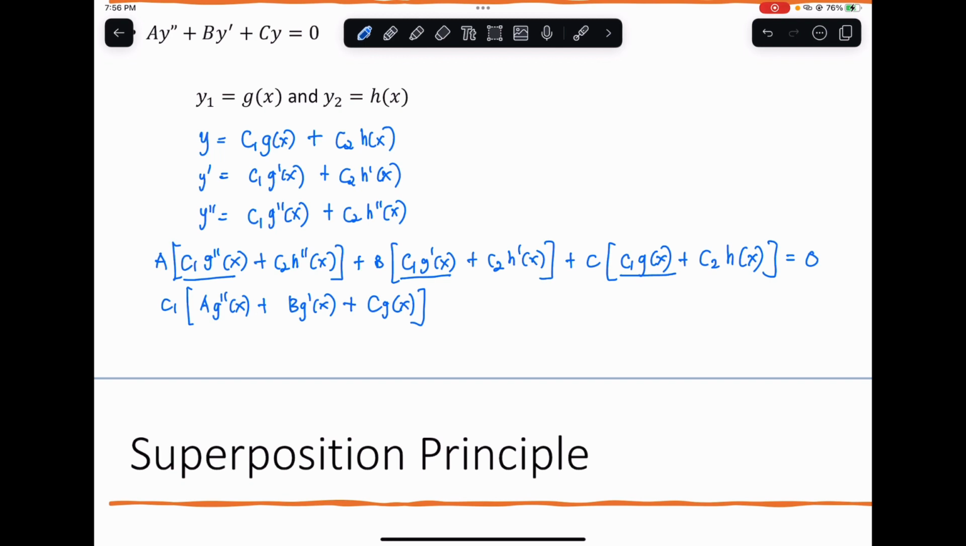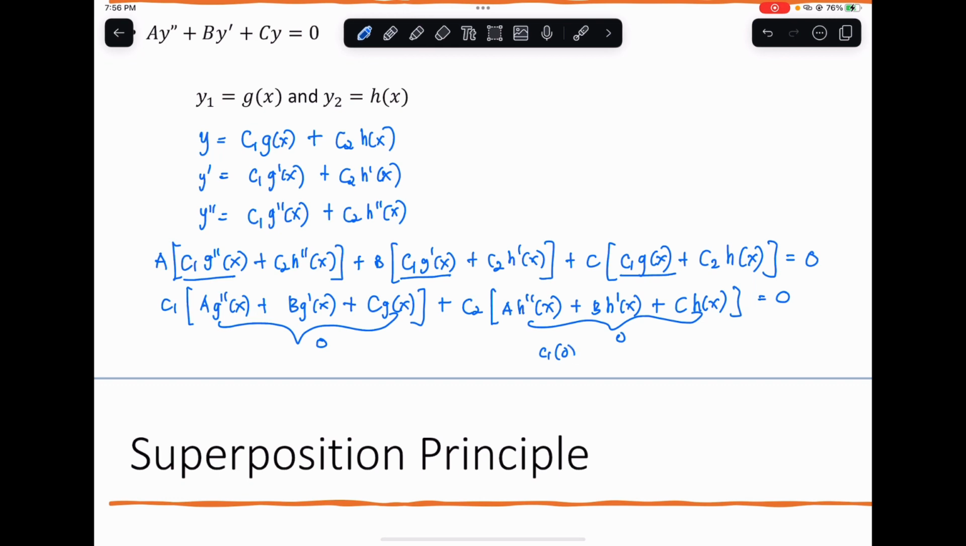So for h of x, we could factor out c sub 2. Then I'll have a h double prime of x plus b h prime of x, and then plus c h of x is equal to 0. And again, this is 0. This is 0 as well. So c1 times 0 plus c2 times 0 is equal to 0. So therefore, 0 is equal to 0.